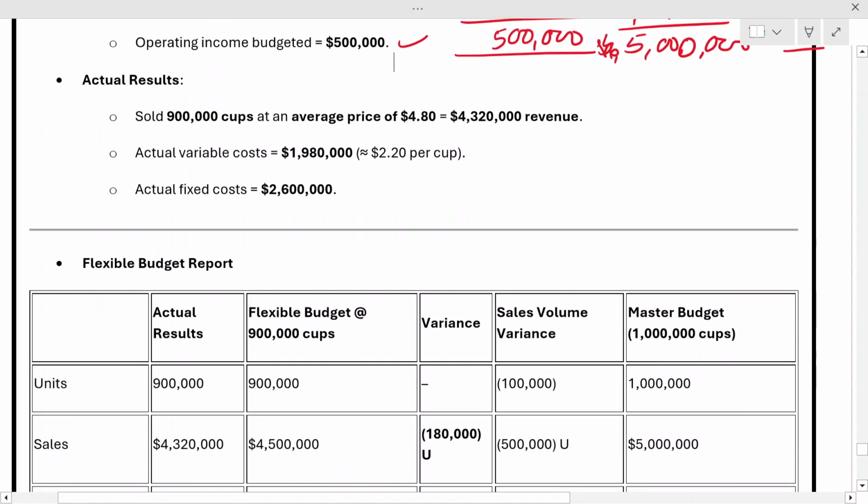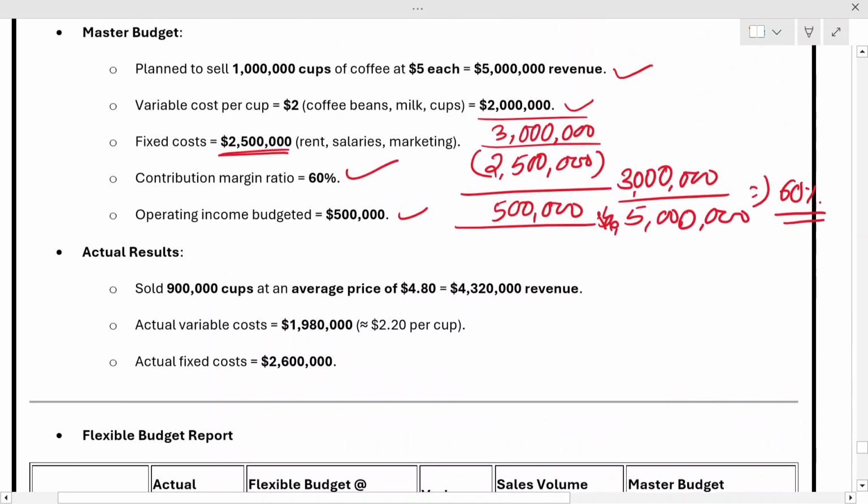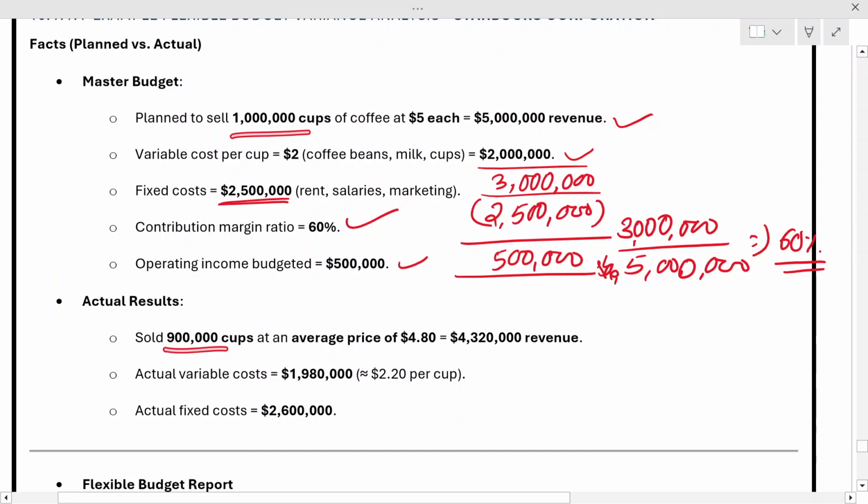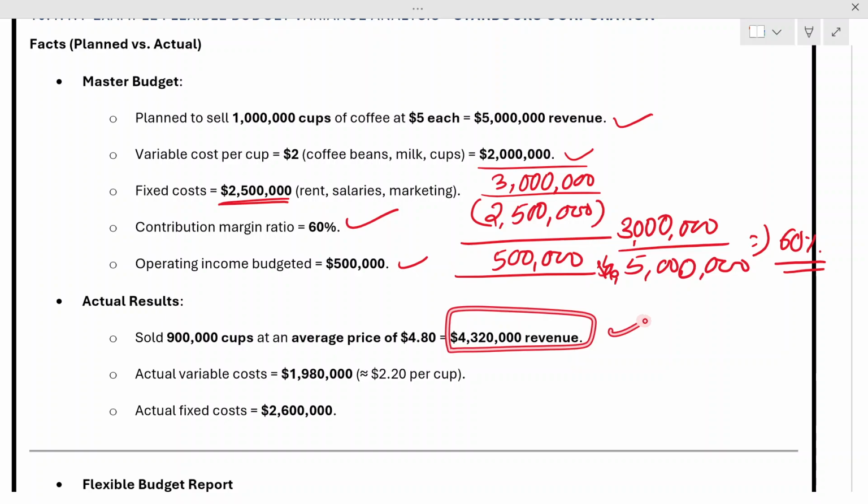Now, in actual what has happened, company has sold 900,000 cups instead of 1 million cups, and the average price per cup was $4.8 instead of $5. So, the total revenue for the company is $4,320,000. Actual variable cost is around $2.2 per cup instead of $2, which means the variable cost per cup is higher here, and the actual fixed cost is 2.6 million instead of 2.5 million, because there may be higher rental, utilities or marketing expenses.